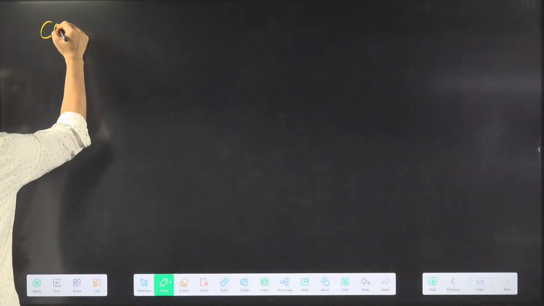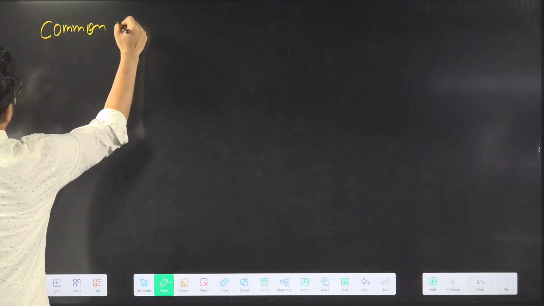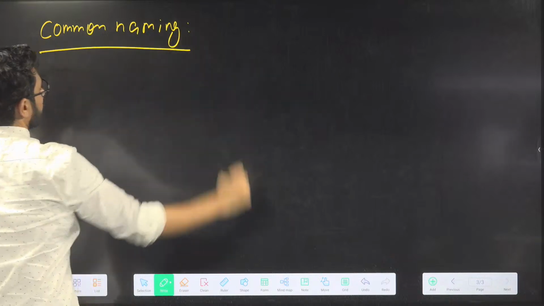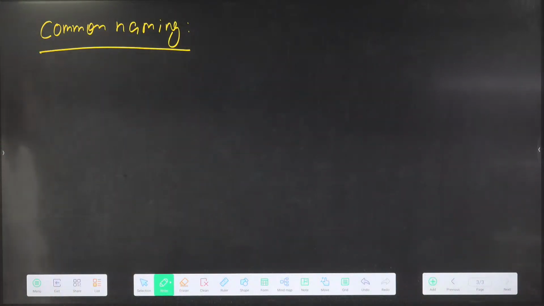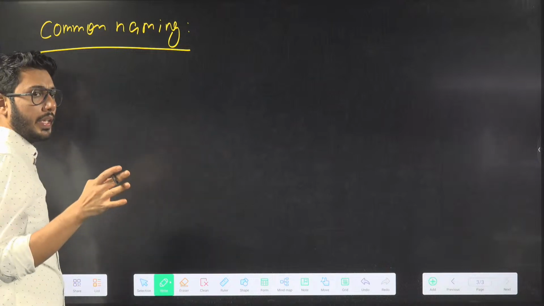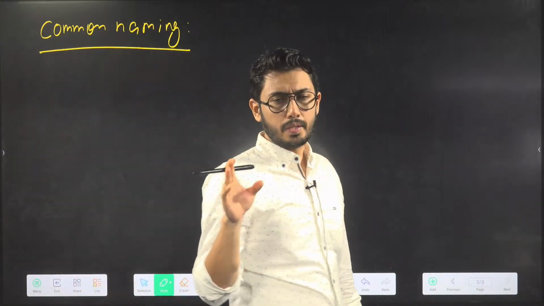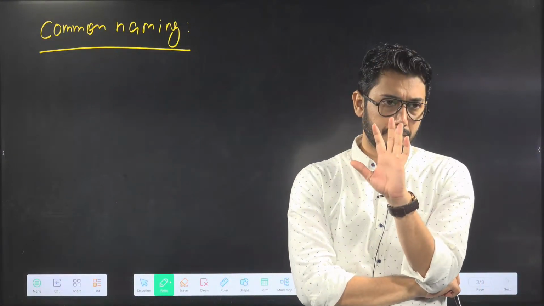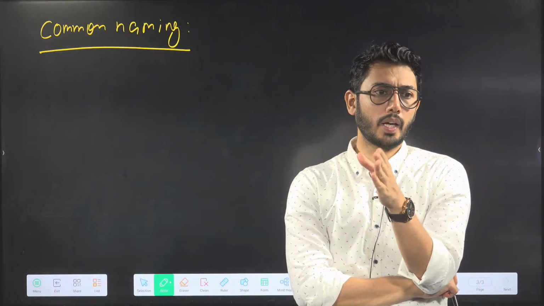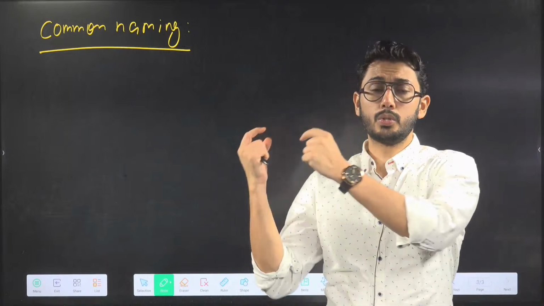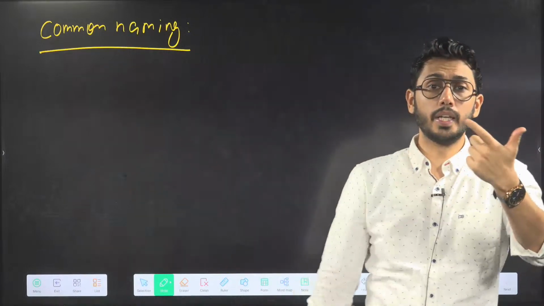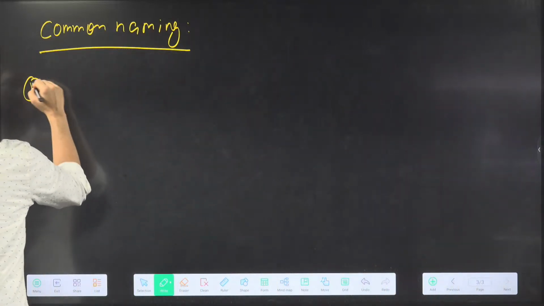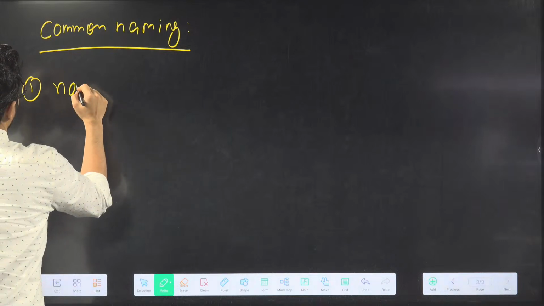So firstly we talk about the common names or common naming. Common naming is useful in the reactions. Sometimes in the reaction directly they are writing common name, like isobutane, like sec-butyl chloride. That time you should be able to write the structure from the name given. That's why it is important. So in common naming, first is normal compounds.